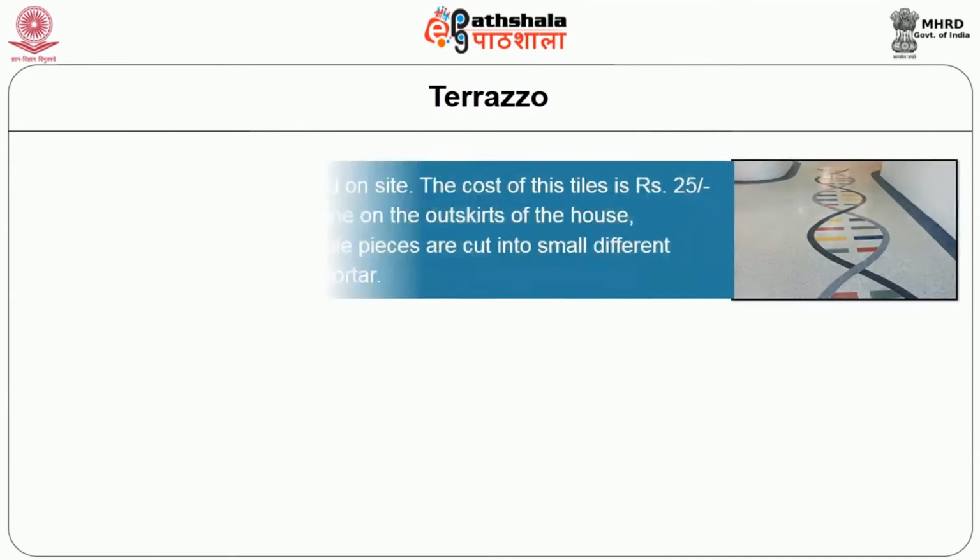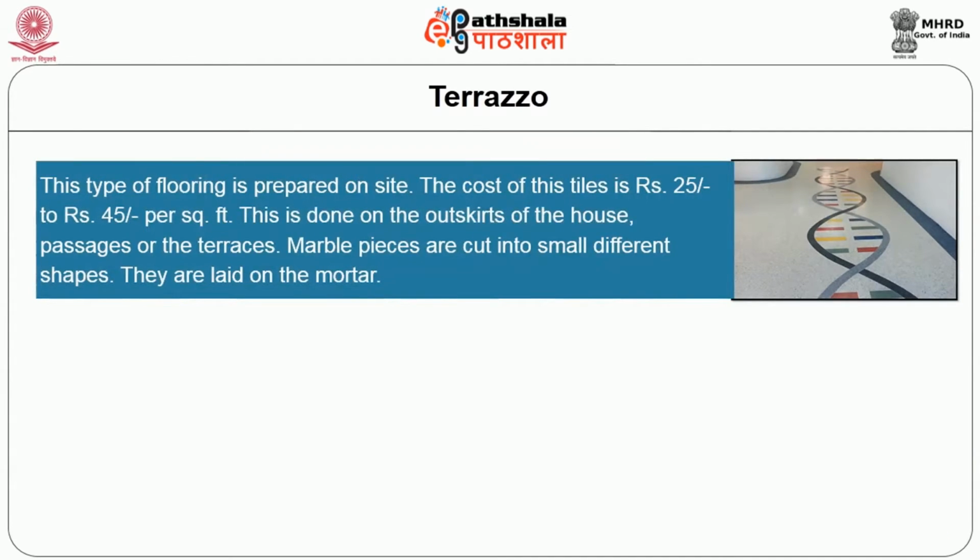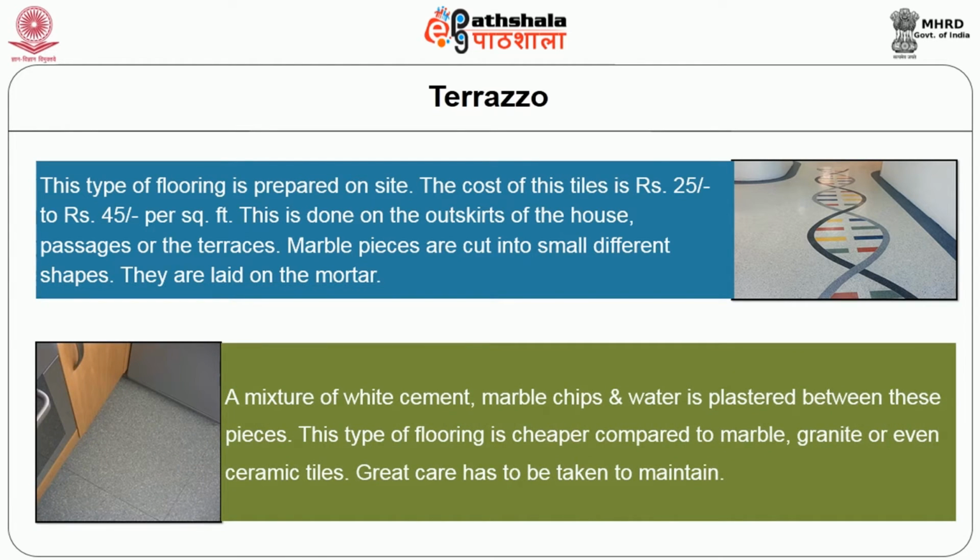Terrazzo is the other category, and this type of flooring is prepared on site, and the cost of this can be approximately from around 25 to 45 per square feet. This is done on the outskirts of the house, passages or terraces. Marble pieces are cut into small and different shapes, and they are laid on the mortar. So a mixture of white cement, marble chips and water is plastered between these pieces. This type of flooring is cheaper compared to marble, granite or even ceramic tile. Great care has to be taken when you have to maintain them.